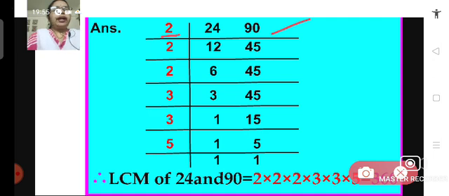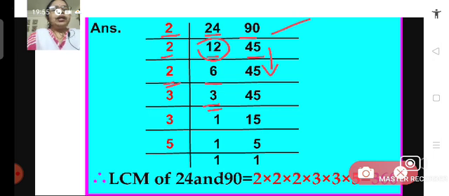So, here 2 can divide both the numbers 24 and 90. We get 12 and 45. Now, among 12 and 45, only 12 can be divided by 2. So, again we take 2 as the prime factor and we divide 12 and we get 6. And 45 we will write as such in the next row. 6 can be divided by 2. So, we take 2 and we divide 6 and we get 3. We will continue dividing with the same prime factor till we have no multiples of the smallest prime factor.